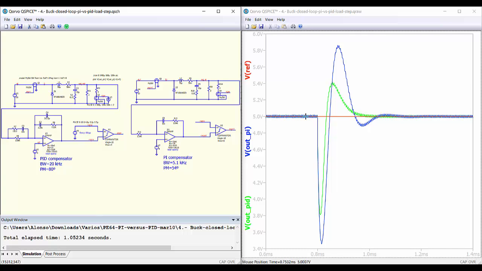So again, the response in blue is the response of the PI compensator, so we have an undershoot here greater than in the case of the PID compensator, then another overshoot which is greater than with the PID compensator, and again we need more time to reach steady state using the PI compensator than using the PID compensator. So we can see that the design with a PID compensator is much more powerful than the design with a PI compensator.